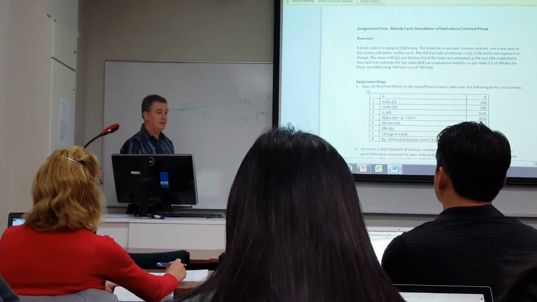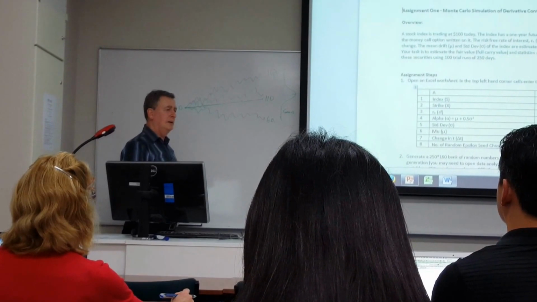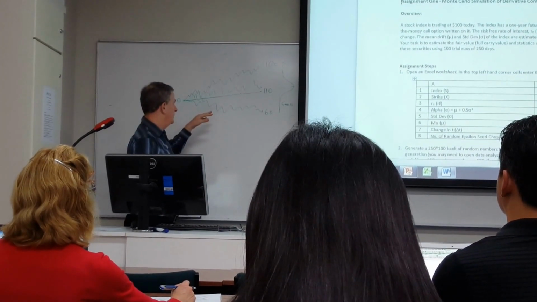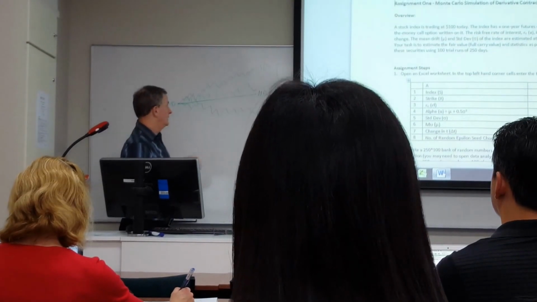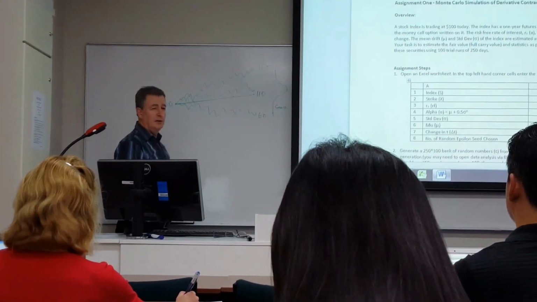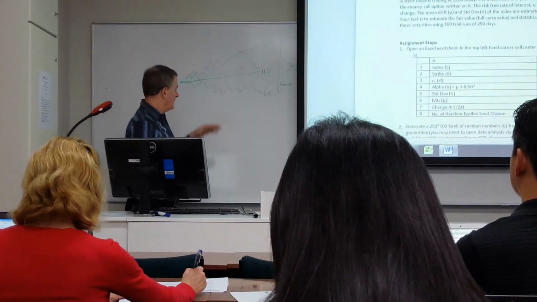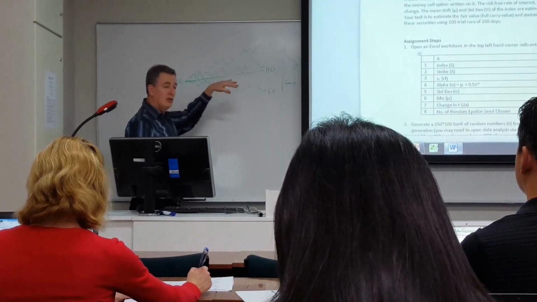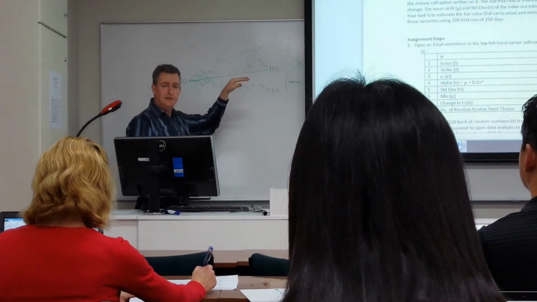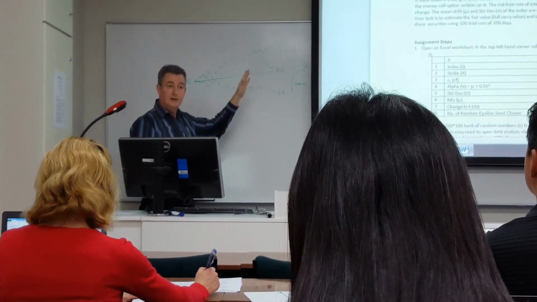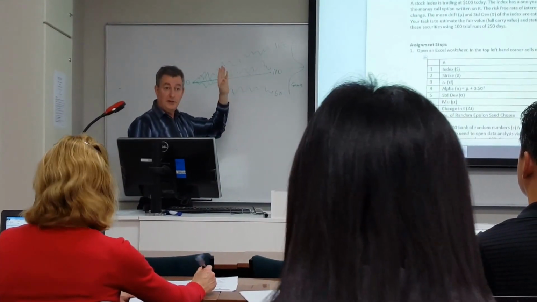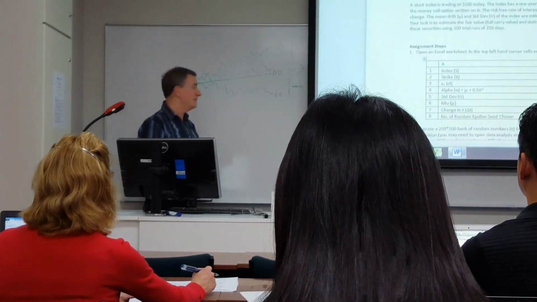So that's what we're going to do in this assignment: we're going to simulate what paths an index could take over a period of 1 year. And understanding how these paths can evolve will help us understand the riskiness in a security, and it will actually help us solve for the pricing of the option that we have on this security.